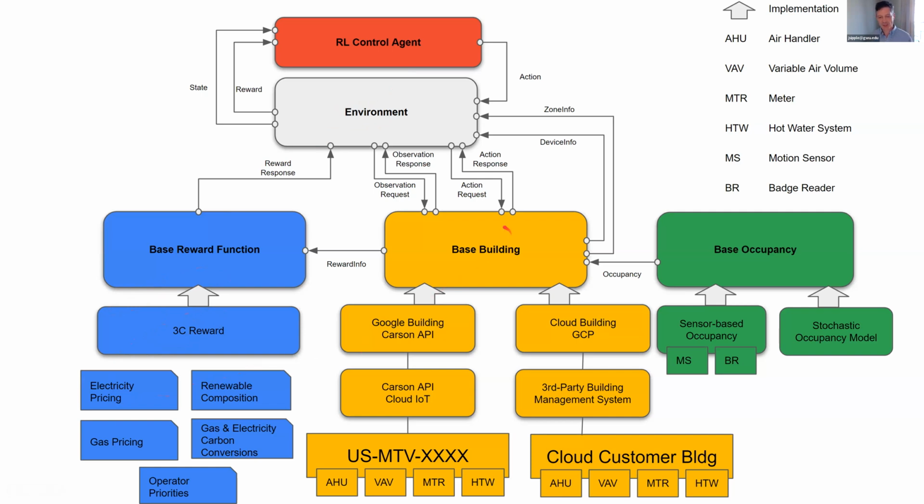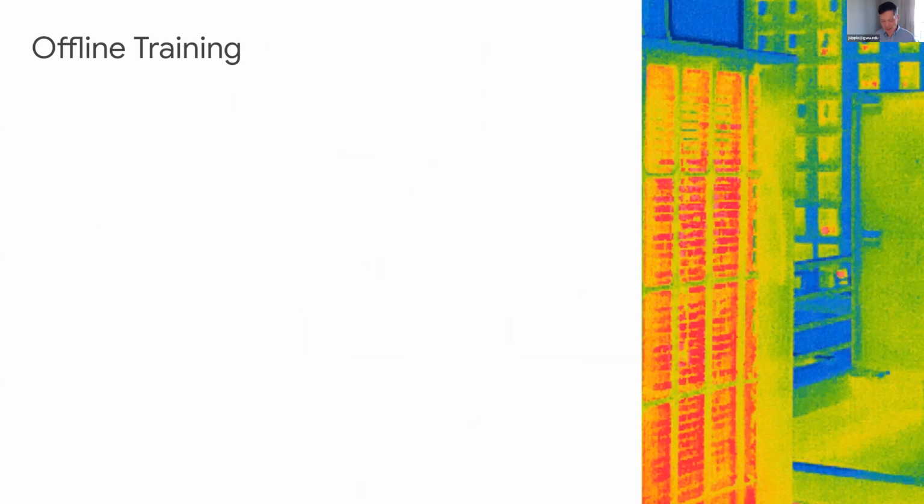Then, of course, we have the base building, which is implemented as an API that is driven internally within Google, or presumably in the future within the Google Cloud platform. On the right-hand side, we also want to know when a building or a zone is occupied. So we provide a zone-by-zone occupancy signal, which can be based on things like wireless or badge readers or other sensors. For the time being, we're using a stochastic occupancy model, which represents a probability of the population arriving and departing within the buildings, calibrated against true building behaviors.